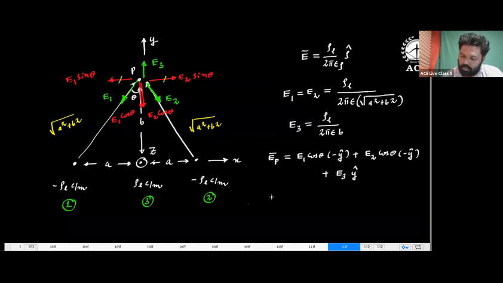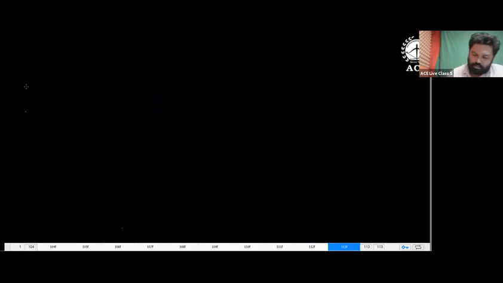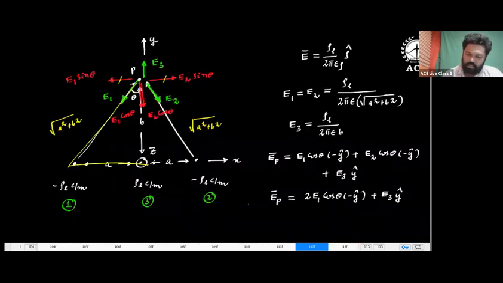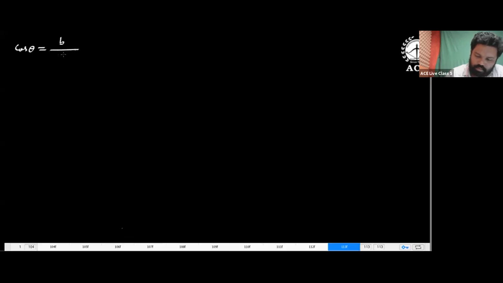Bas khatam. How can this be written further in a simplified fashion? E1 is equal to E2, beta. So here it is 2 into E1 into cos theta in the minus y cap plus E3 into y cap. So what is the cos theta here? Let me turn the page. What is the cos theta, beta? Let me go back. This is a right angle triangle. Adjacent by hypotenuse: B by square root of A square plus B square. Okay, beta. Just substitute there.